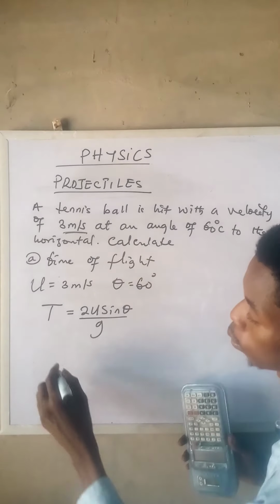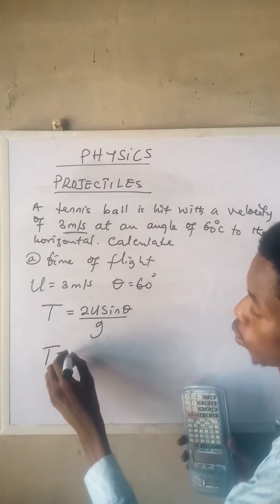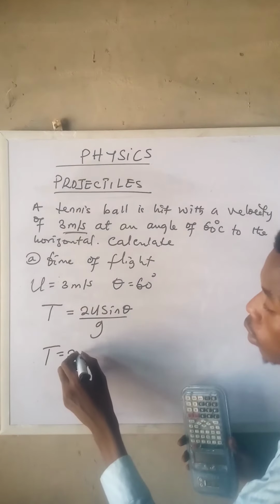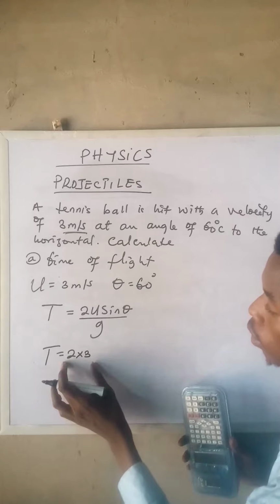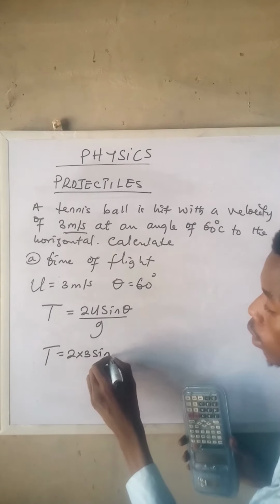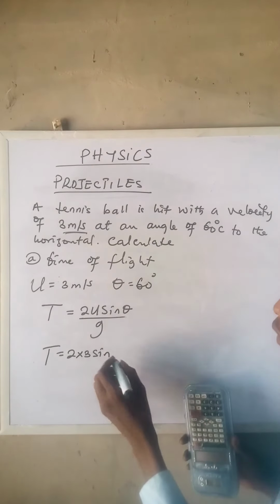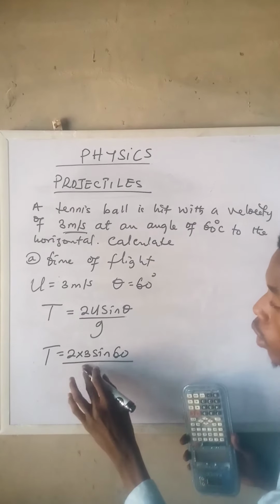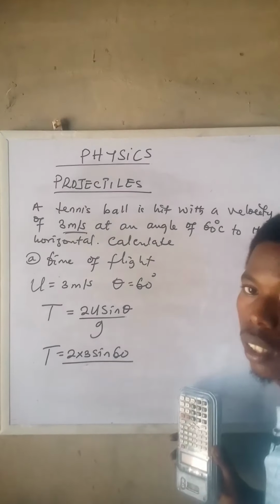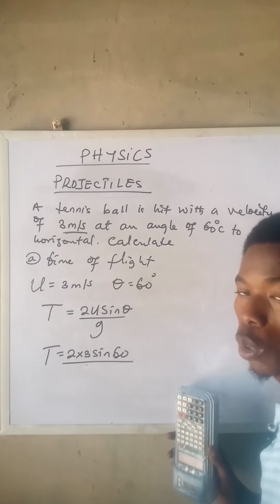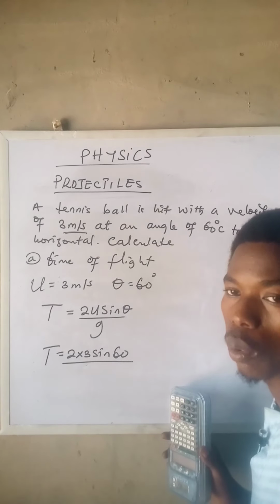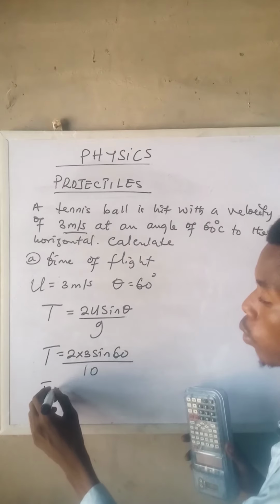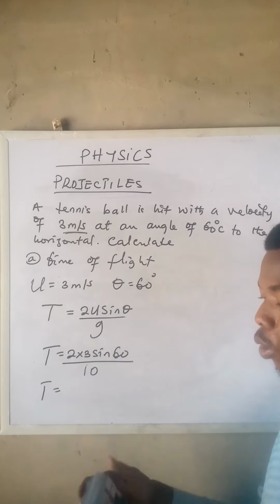So let's make a substitution. T equals 2, then u is the initial velocity, which is 3, then sine theta, the angle is 60 degrees, divided by g. And we know g is the acceleration due to gravity, which is always 10 or 9.8. Let's write 10. So now T equals, let's press our calculator.